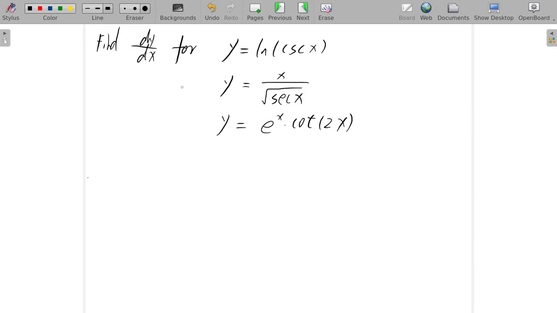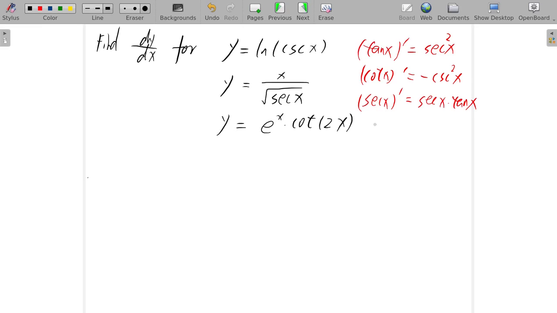Let me show you the derivative of the trigonometric functions. First, you should know the derivative of these functions. The derivative of tan x equals secant x squared. The derivative of cotangent x equals negative cosecant x squared. The derivative of secant x equals secant x times tangent x. The derivative of cosecant x equals negative cosecant x times cotangent x.